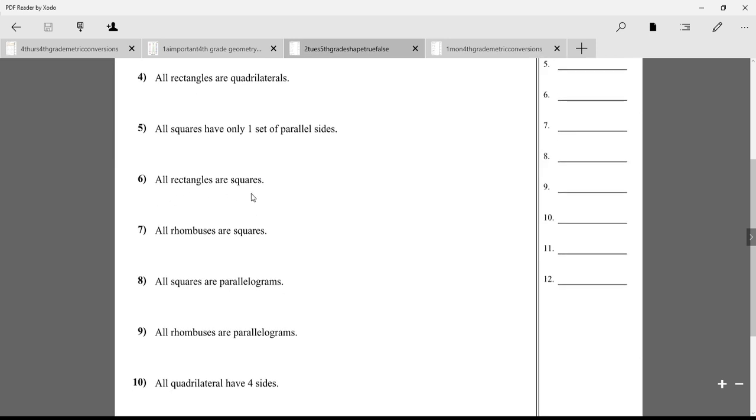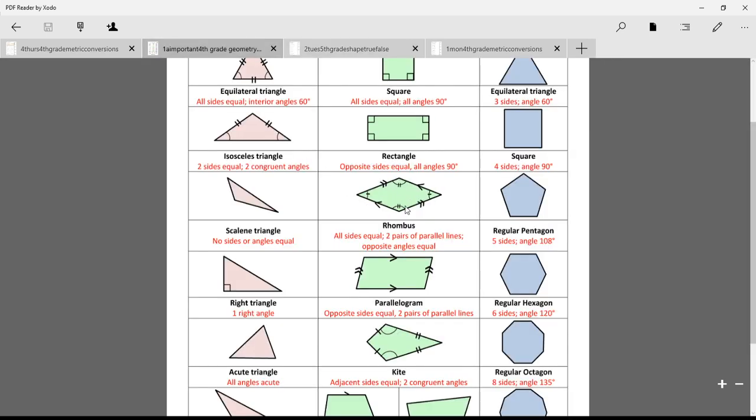All rectangles are squares. No. That's not true, because squares have to have the same length sides, all 4 sides. So all squares are rectangles, but not all rectangles are squares. All rhombuses are squares, incorrect. All squares are rhombuses, but not all rhombuses are squares. Obviously, this one right here is not a square because they're not 90-degree angles.